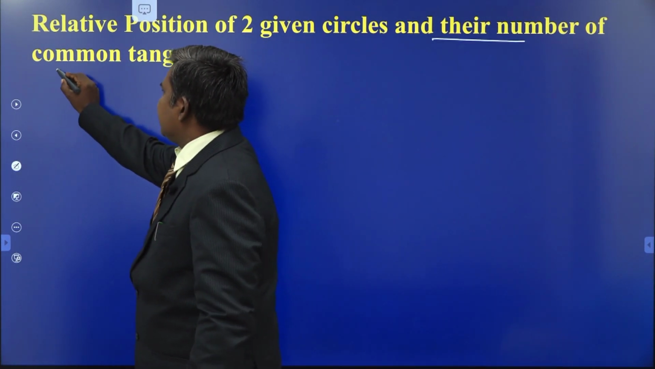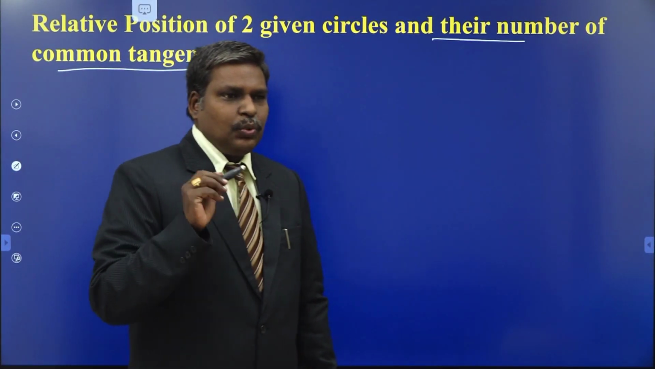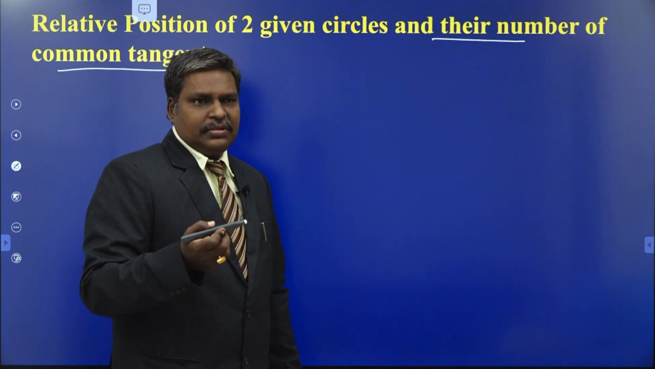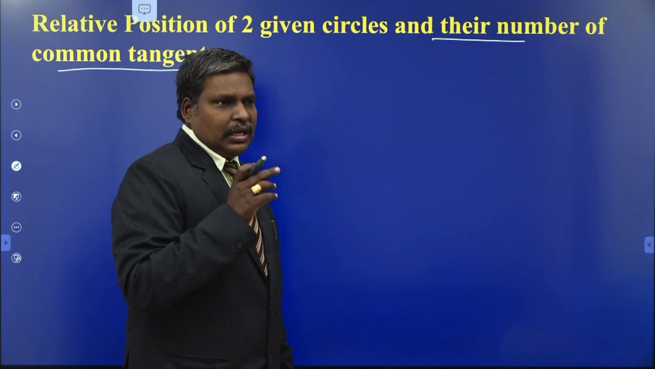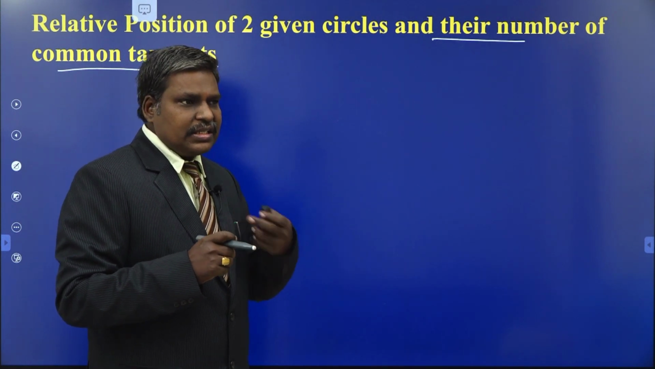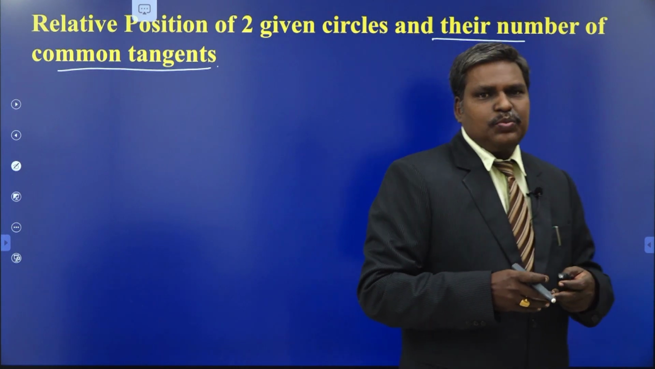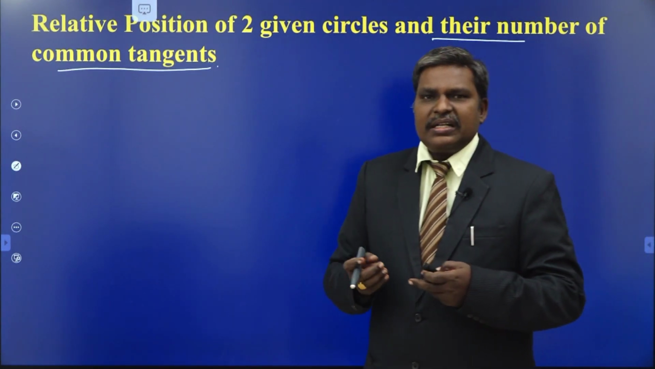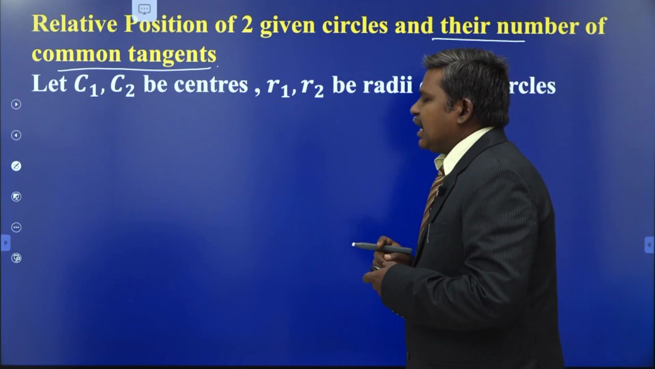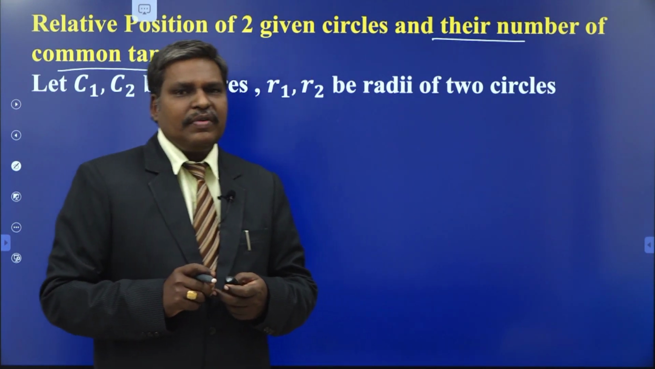Number of common tangents. Dear students, what is meant by a common tangent? A tangent which touches both the circles is called a common tangent. Common, that is, for both. Suppose two circles are there and a line touches both the circles, then we say that it is a common tangent to the circles. Let C1, C2 be the centers and R1, R2 be the radii of the two given circles.